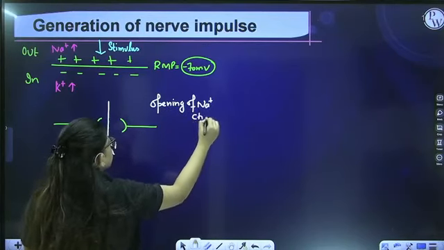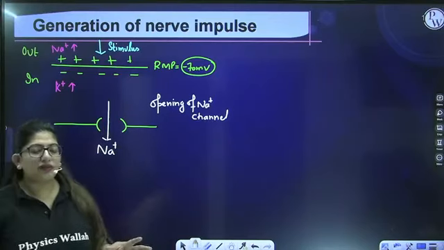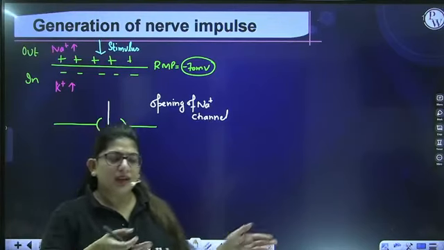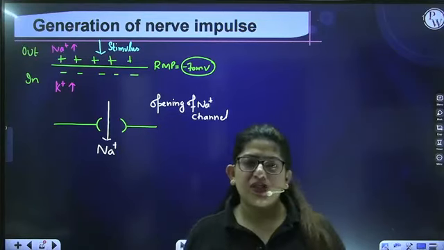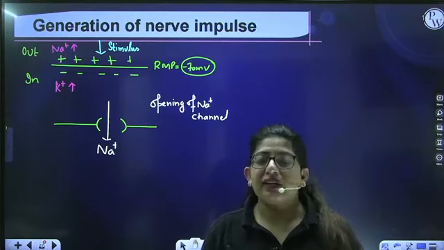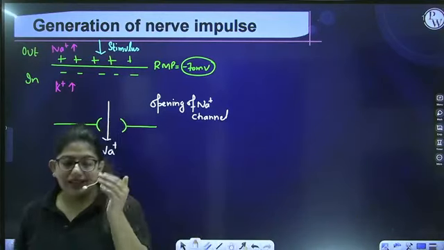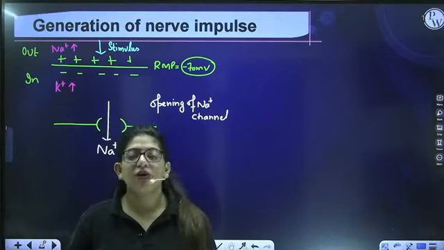Okay, so when the sodium ion channels open, the sodium ions are moving inside. One confusion that you always have, ma'am, is that the positive charge is moving, so there should be a negative charge. No, the ions are moving, the electrons are not moving. So when the sodium ions move inside, the inside of the membrane will start to become positively charged.